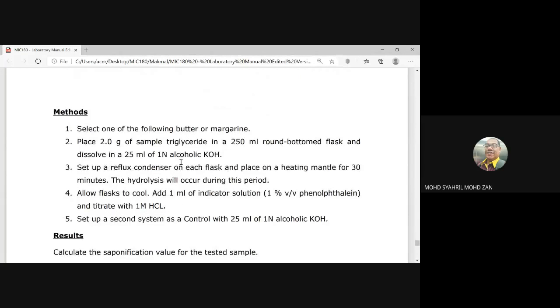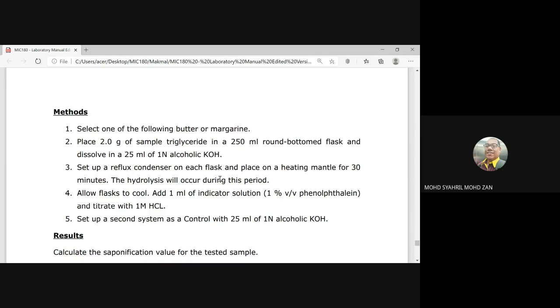And then set up the reflux condenser. Okay. There are the reflux condensers that we use in our labs, on each of the flasks. So why do we say each of the flasks? Because there will be 2 flasks here. Number 1 will have the sample, B. Another one will have no sample, will be A, right? And place on the heat mantle for 30 minutes. Okay. The hydrolysis will occur during this process.